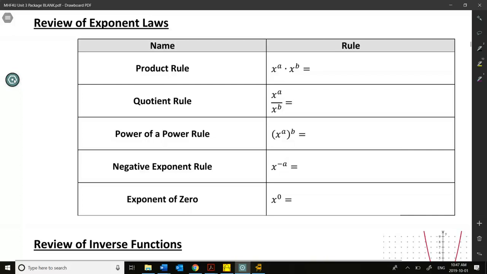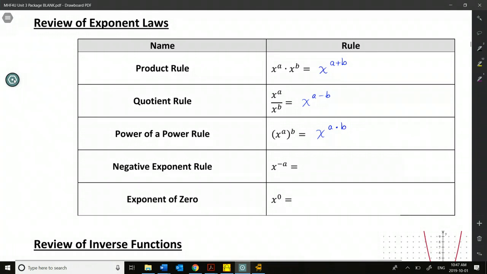So really quick here, we have product rule, which says that if I'm multiplying two things with like bases, I keep the base and add the exponents. We have quotient rule, which says if I'm dividing two things with the same base, I keep the base and subtract the exponents. We have power of a power rule, or sometimes it's just called power rule. I keep the base and multiply the exponents.